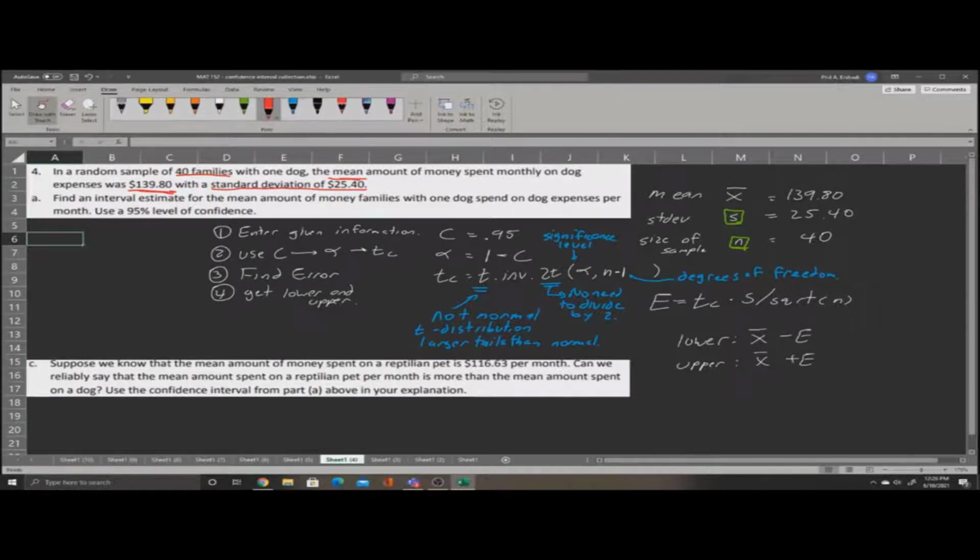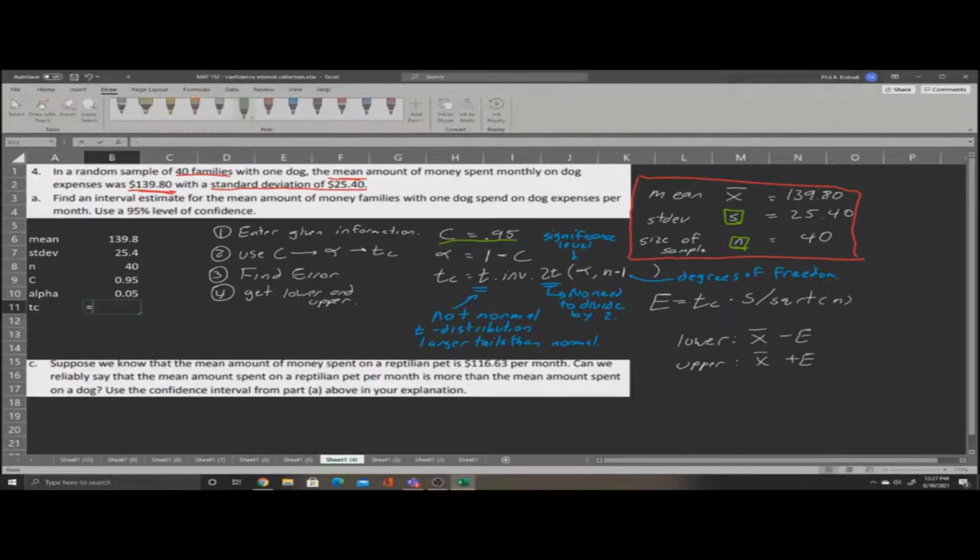At the top, we were given the mean, the standard deviation, and the size of the sample. So we'll start there. Our mean, once again, was $139.80. Our standard deviation, $25.40, and our n was 40. Now our confidence was 0.95 also. Based on the confidence, we can find alpha. That's just equal to 1 minus the confidence. Now after that, we can get t critical.